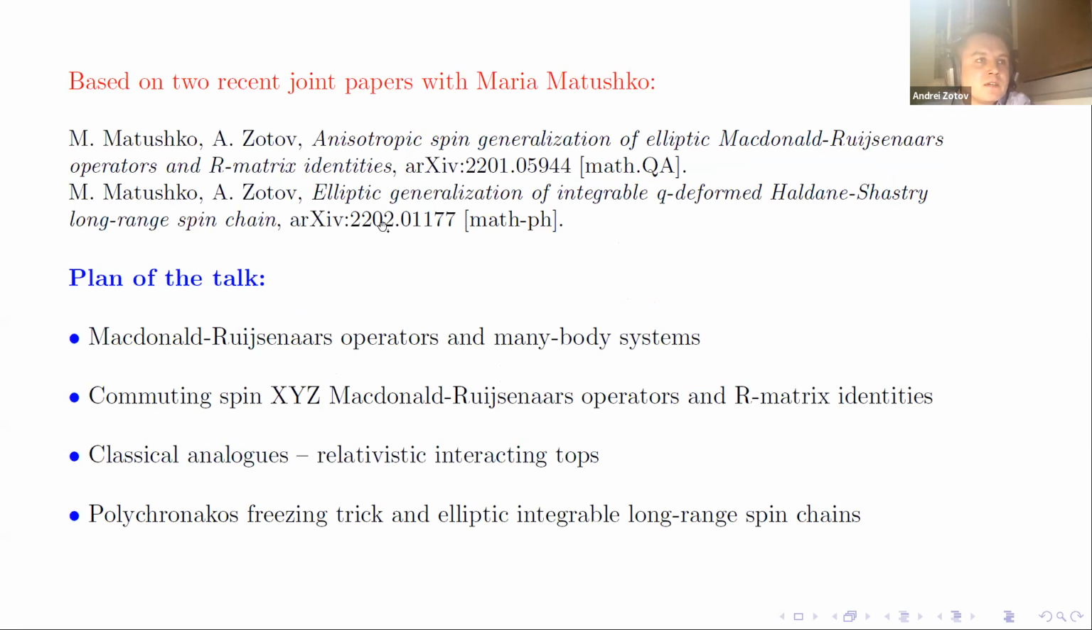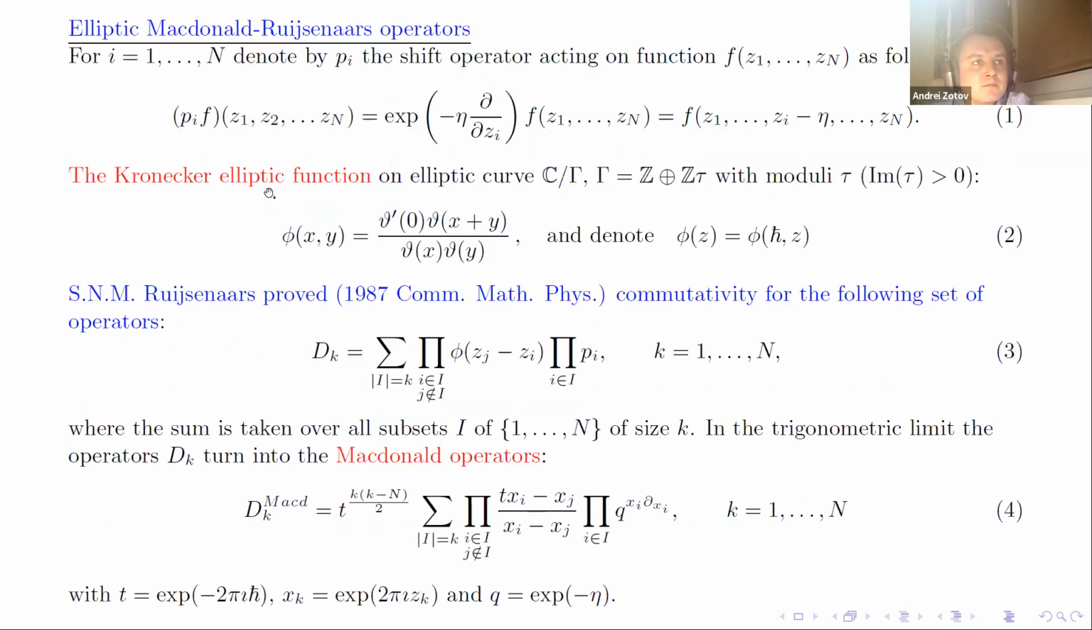And the plan of the talk is as follows. First, I briefly recall some basic definitions and basic facts about Macdonald-Ruijsenaars operators, which I need in my talk. Then I proceed to the main part of the talk, which is a construction of spin operators and underlying R matrix identities. Then I briefly discuss classical analogs for these models, and these are kind of relativistic interacting tops. I will explain later. And finally, I will show a nice application of these results. They allow us to construct elliptic integrable long-range spin chains using the so-called polynomial freezing trick. So let us begin.